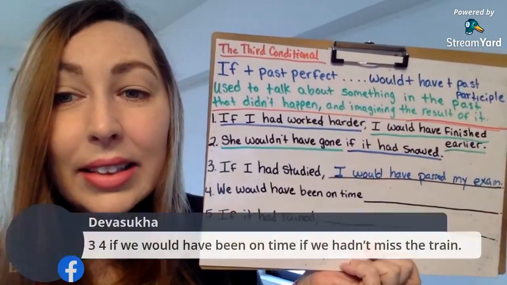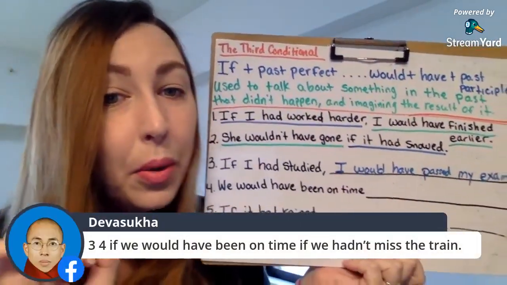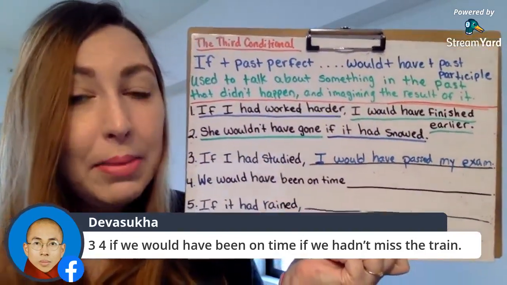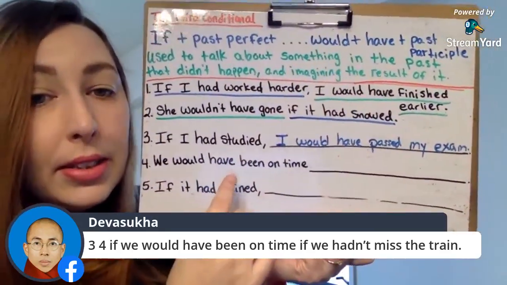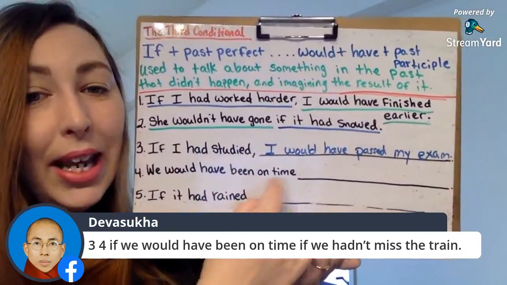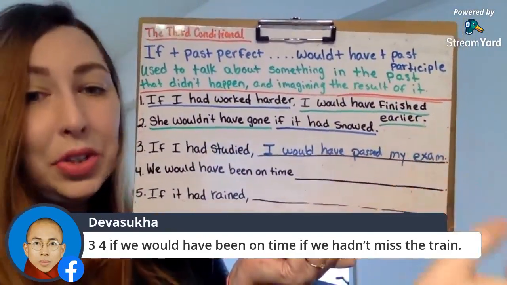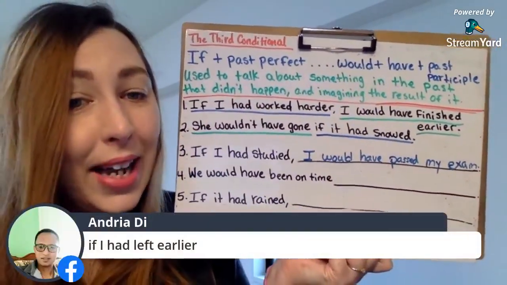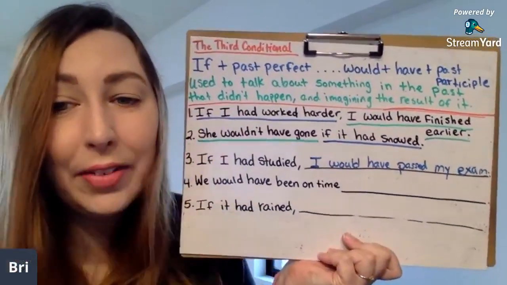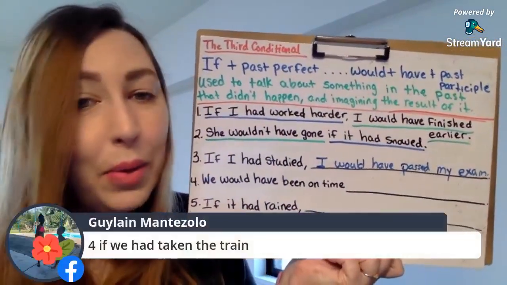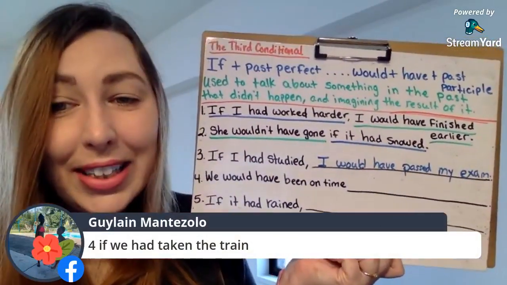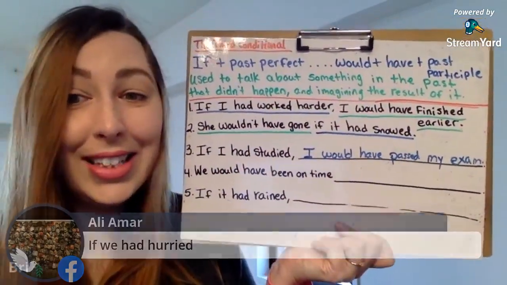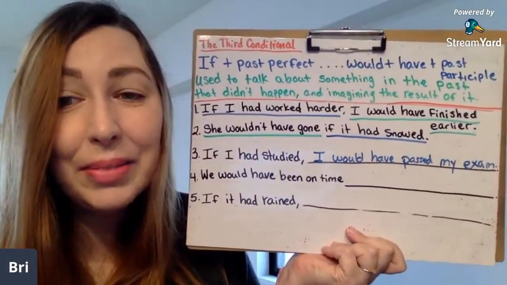Let's see. We would have been on time if we hadn't missed the train. Oh, very good. Very good. If we hadn't missed the train. Okay. We would have been on time if I had left earlier, or if we had left earlier. We would have been on time if we had taken a train. Very good. Oh, this is a good one. We would have been on time if we had hurried. Yes, very, very good.